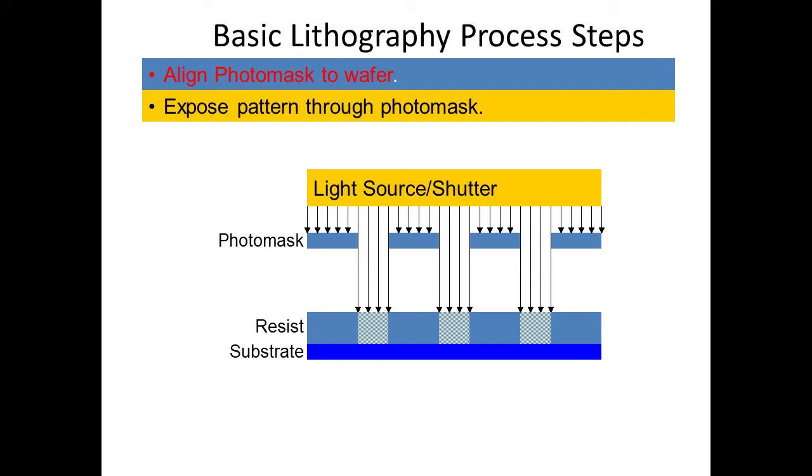After you have soft baked your photoresist, you will align the photomask to the wafer. Then you will expose your wafer, your pattern, through the photomask using a UV light. You can see in the picture, this UV light will react with your photoresist and create the pattern there.